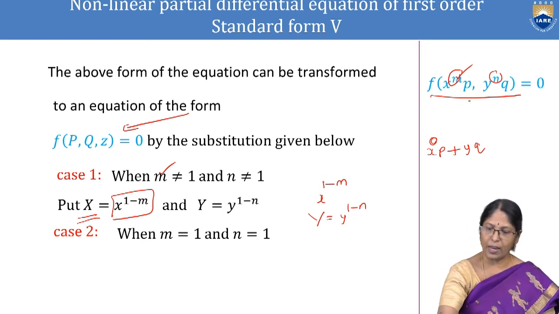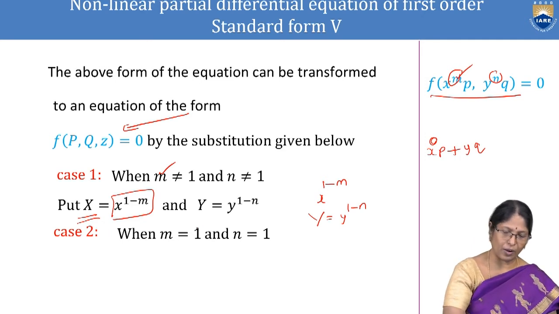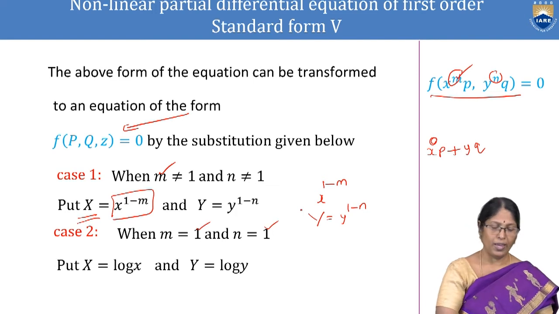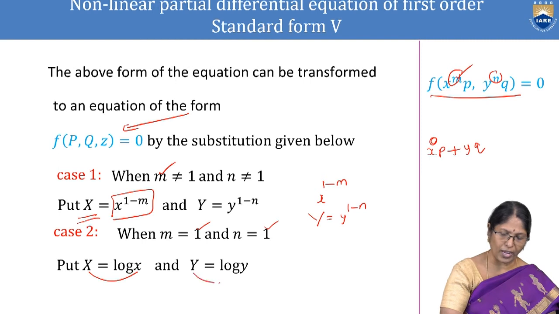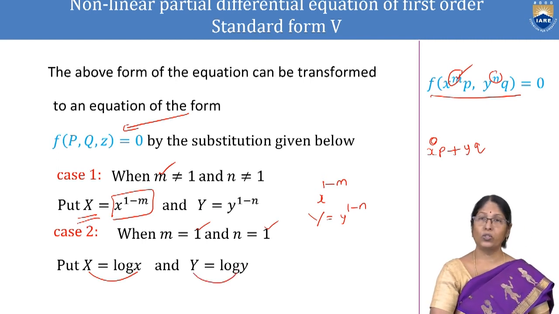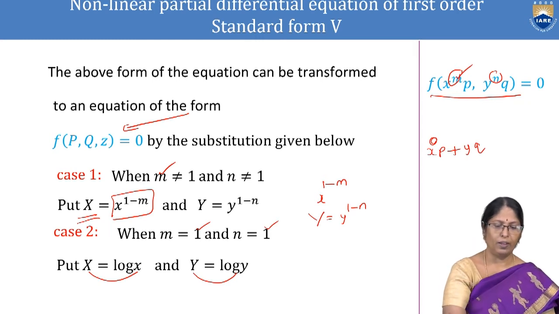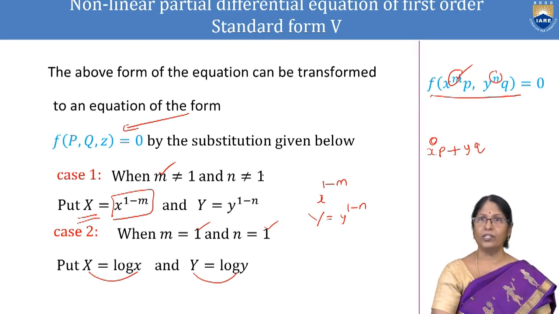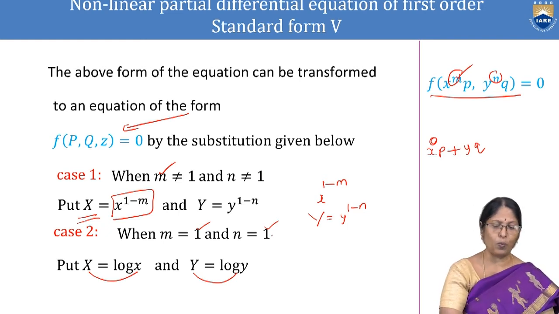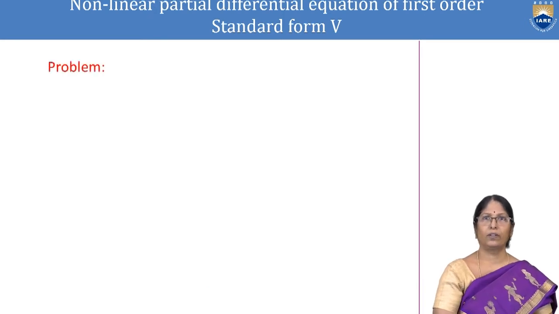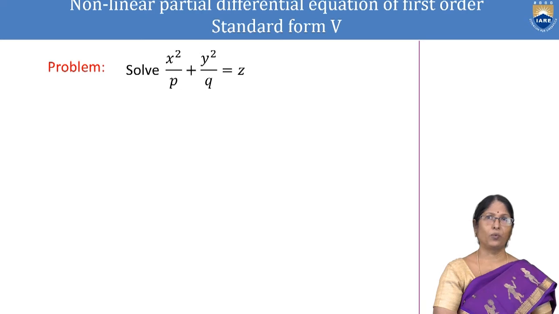If m and n values are equal to 1, then we have to assume capital X equal to log x, capital Y equal to log y. So two cases will arise: when the powers m and n are not equal to 1, and if they are equal to 1, we will assume the case 2. So this is our given question.